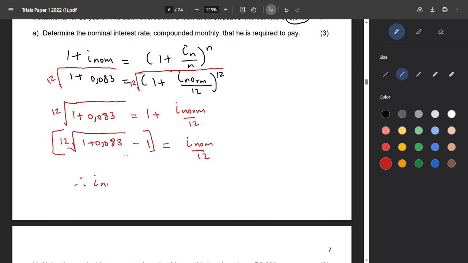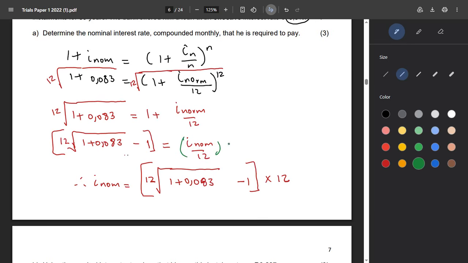So my i-norm equals 1 plus the 0.083, then minus 1. Please remember the minus 1 is outside of the bracket. The answer that you get, divide by 12, because the aim is to get rid of that 12 on this side, right? So if this is multiplied by 12, the 12 will cancel, but what you do on the right hand side, you have to do on the left hand side.